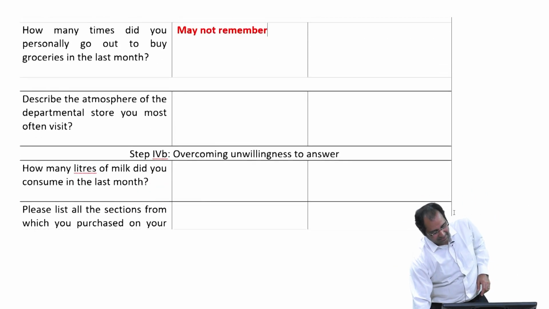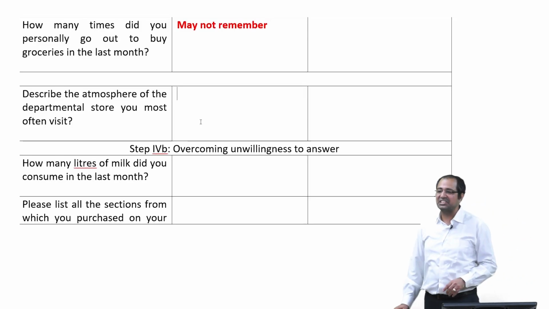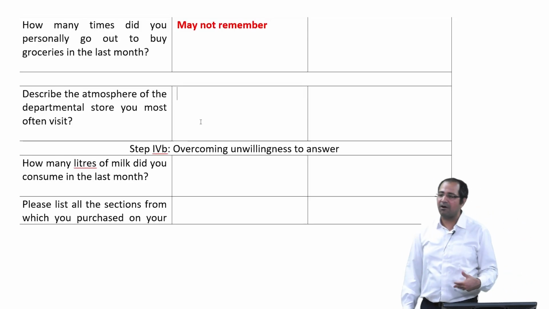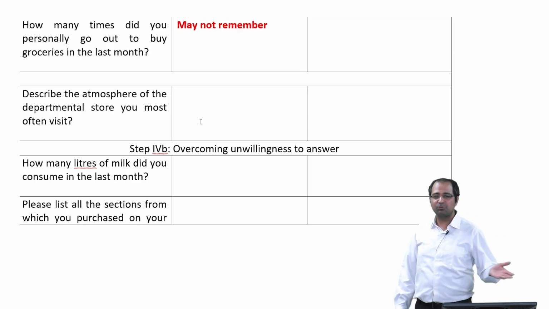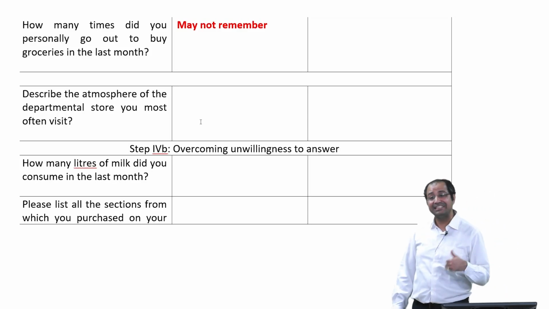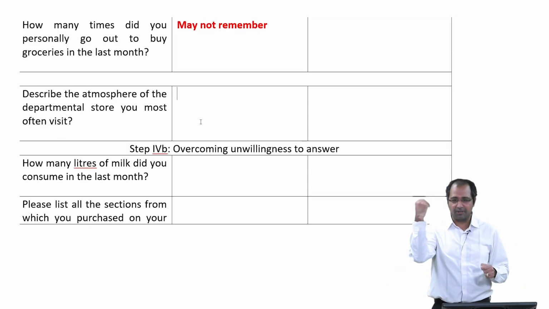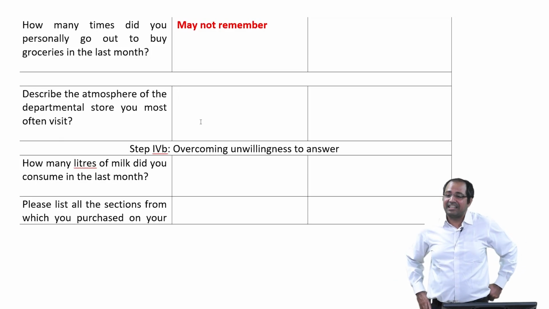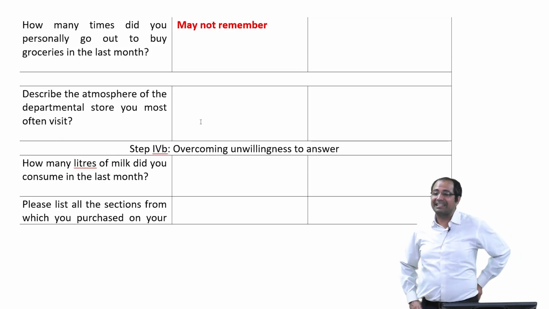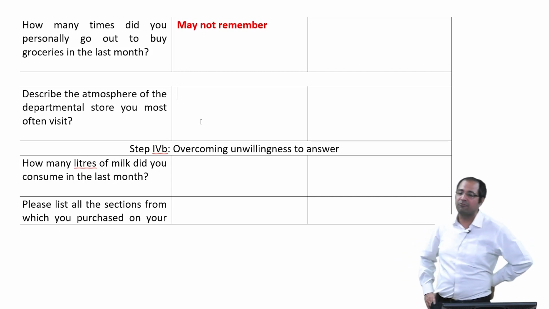The next one is, describe the atmosphere of the department store you most often visit. If you ask this to a respondent, describe the atmosphere of the department store. First of all, atmosphere is a wrong word here. But let's say they understand. You are asking somebody from the marketing class, describe the atmosphere or ambience of the department store you most often visit.